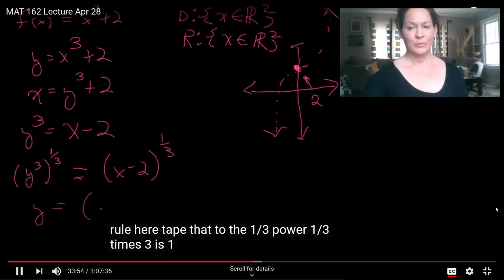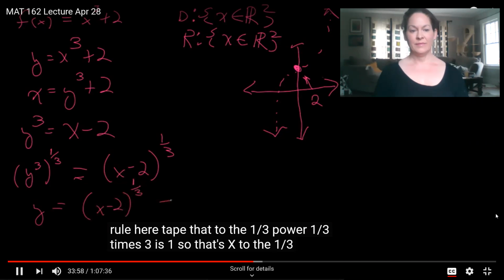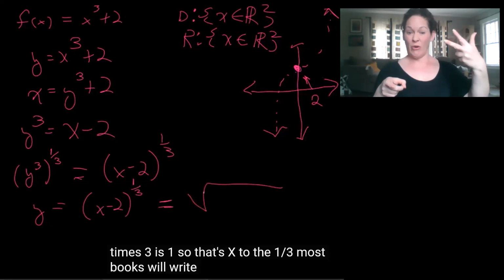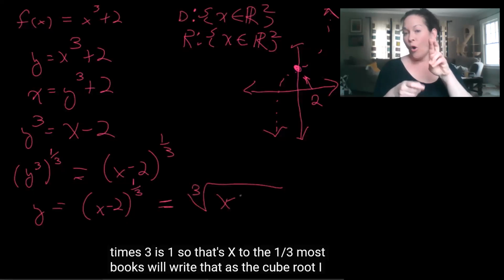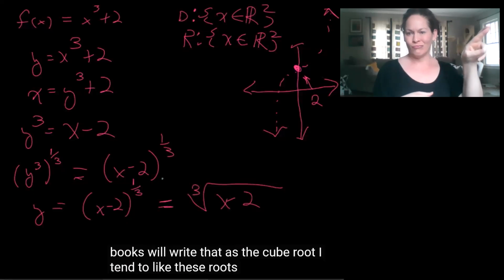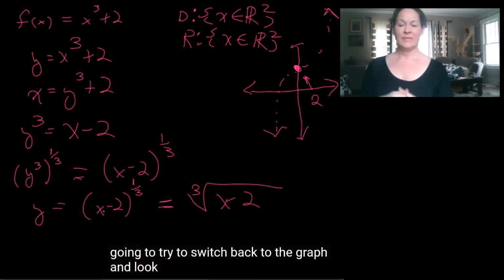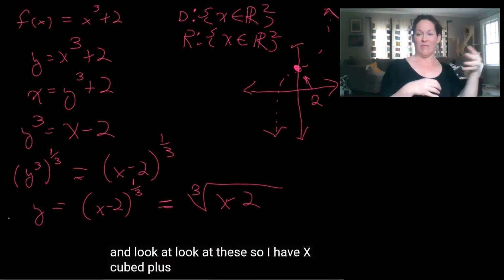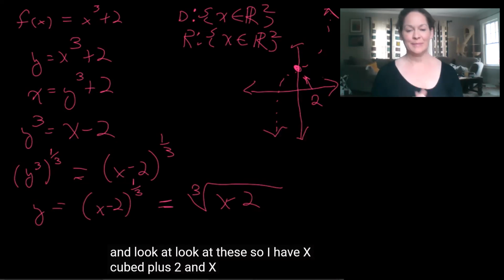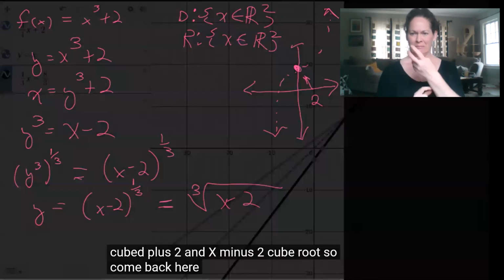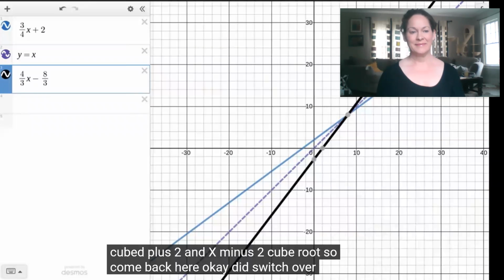is 1. And so that's x to the 1/3. Most books will write that as the cube root. I tend to like these roots. All right, now I'm going to try to switch back to the graph and look at these. So I have x cubed plus 2 and x minus 2 cube root. So come back here. Okay, it did switch over to the graph.